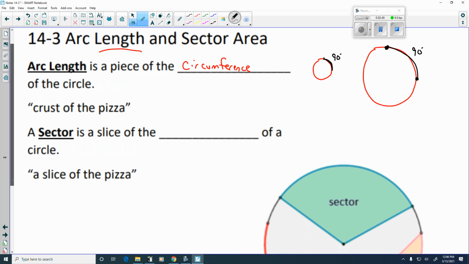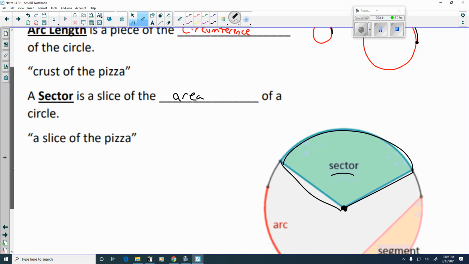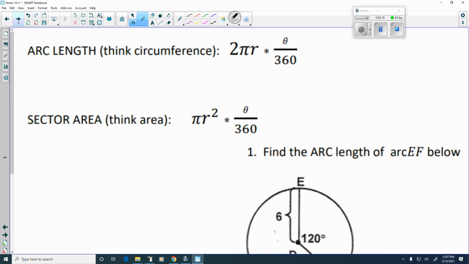And a sector, similarly, is a slice of the area of a circle. So it's the inside part of what's going on with that circle. And so if this is the center of the circle, this slice of pizza is called a sector. The arc could be this, and I can measure it in degrees like we did yesterday, or what we're going to do today, we can measure the arc length.